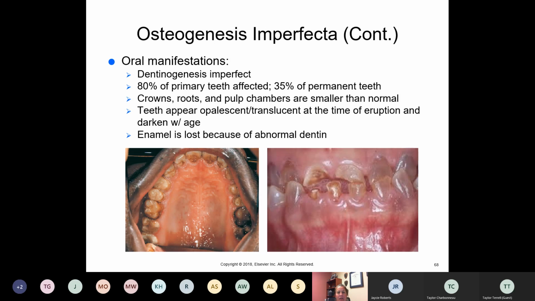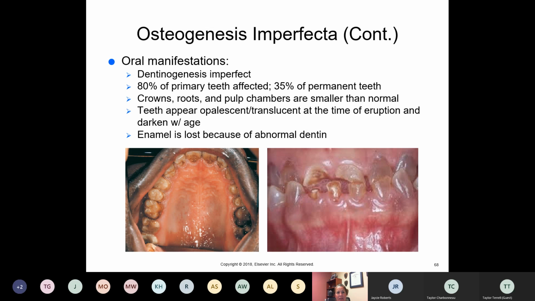Some oral manifestations that we can see with osteogenesis imperfecta is dentinogenesis imperfecta. 80% of the primary teeth would be affected and 35% of permanent, and it affects the crowns and the roots as well as the pulp. The pulp chambers are smaller than normal, and the teeth will have kind of an opalescent appearance or translucent that kind of darkens as they age.